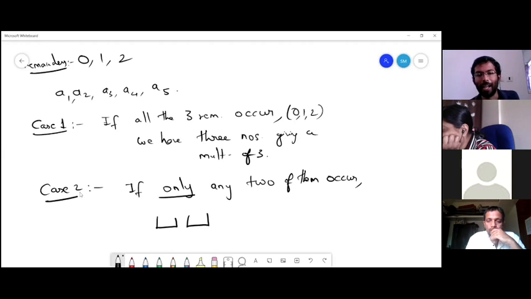Now let us apply a generalization of the pigeonhole principle. Now we have five numbers, and we have two holes, right? Then what can we say?